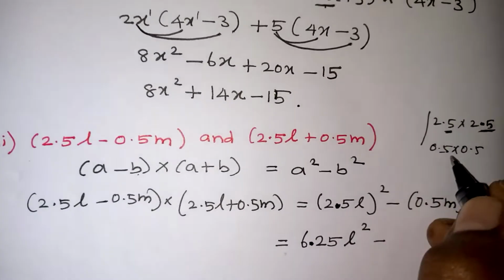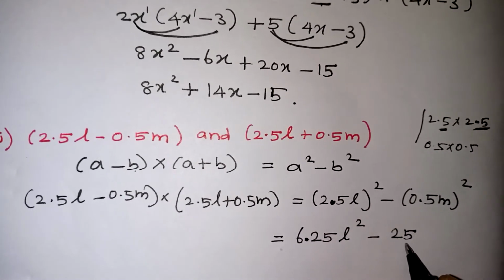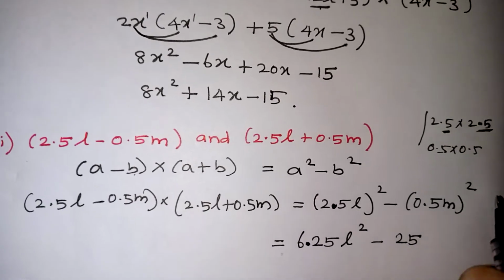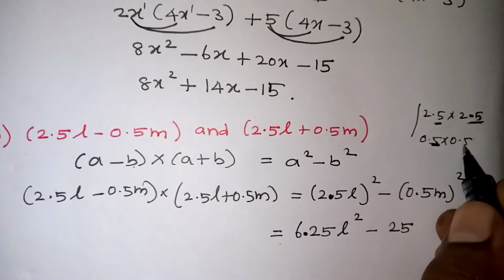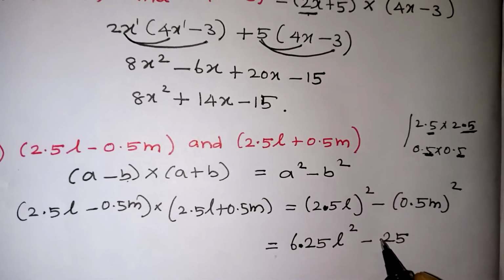We know that 5 5s are 25. Before, 0 doesn't have any value. Now after writing 25, we should place the dot. After the point, here we have one number, here we have one number. Totally we have two numbers after the point. So the point should be placed here.